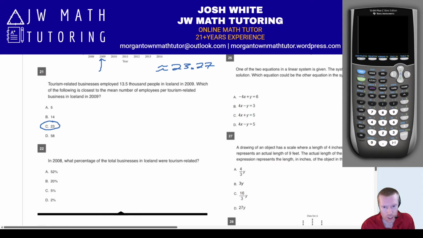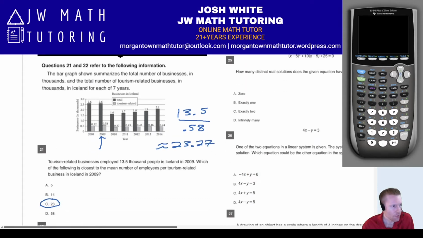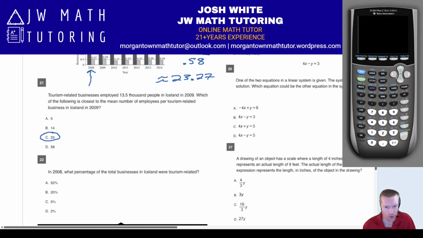Now, for problem number 22 below it, it says in 2008, we want the percentage of total businesses that were tourism related. So if we go back to the graph here, first of all, we're looking at 2008, not 2009, so a different year, and tourism-related businesses are already included in this total. So in other words, all we need to do is take the number of tourism-related businesses, which is 0.52, the lighter gray line, and then divide that by the total number of businesses, which is 2.6. So it would just be, like I said, 0.52 on top, 2.6 on the bottom.